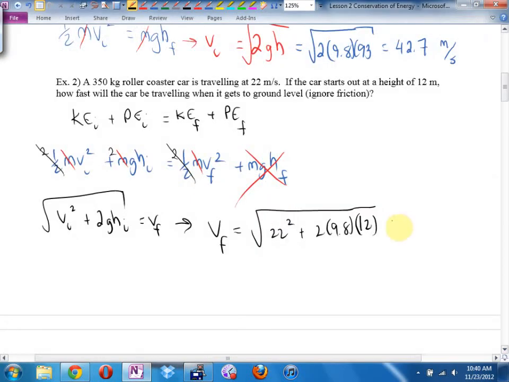So then, if we do this correctly without canceling out the squared, what is V final? 26.3, anybody else? 26.8 or 26.8? Oh, not meters per second squared, Mr. Duick, meters per second.